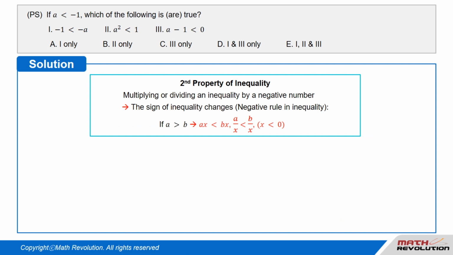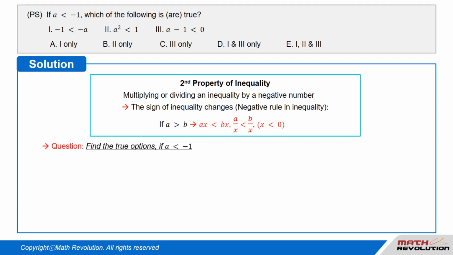Multiplying or dividing by negative numbers changes the direction of the inequality sign, negative rule in inequality. That is, if a is greater than b, then a times x is smaller than b times x, and a over x is smaller than b over x, where x is smaller than 0.